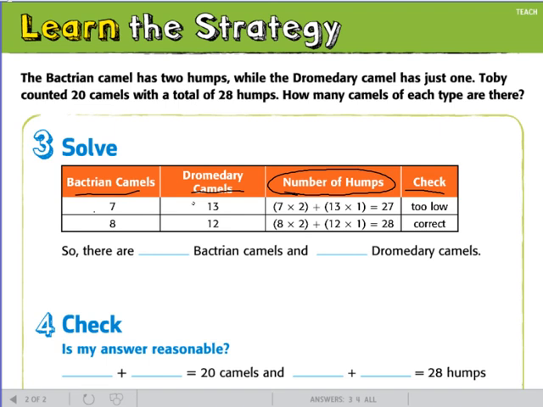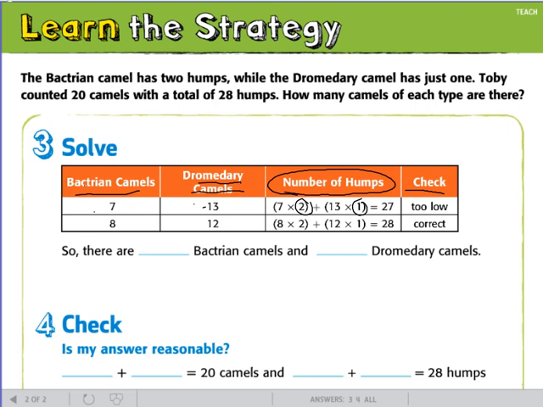So then they go, the Bactrian camel has 2 humps, so it's 7 times 2. The dromedary camel has 1 hump, so it's 13 times 1. 7 times 2 is 14, plus 13 times 1 is 13. So 14 plus 13 is 27.